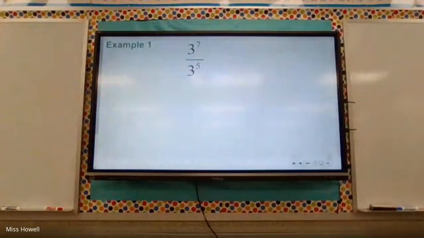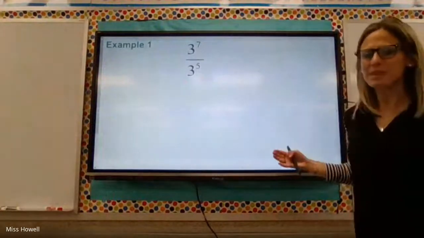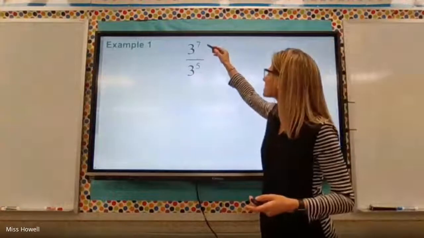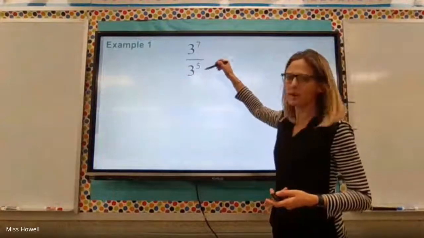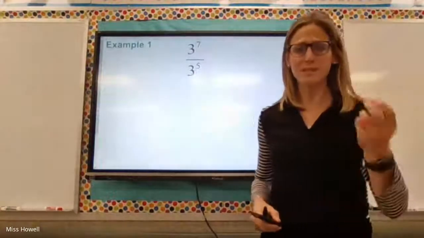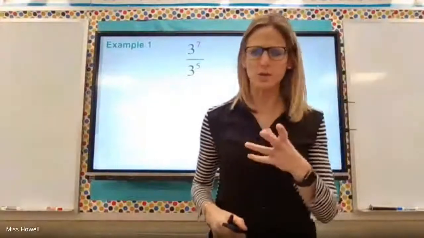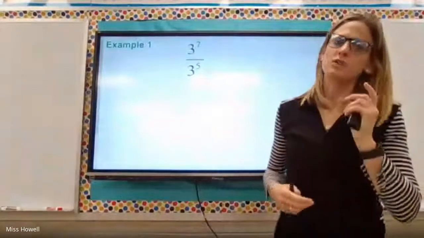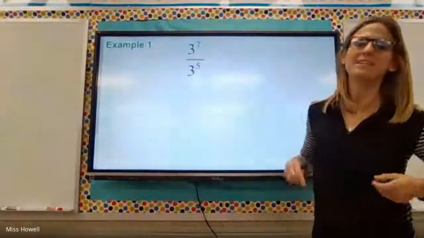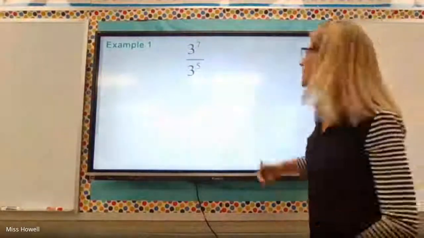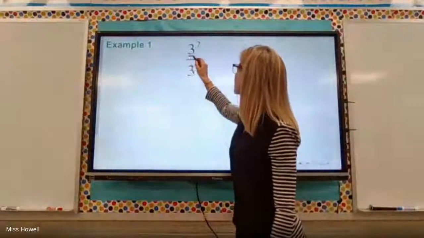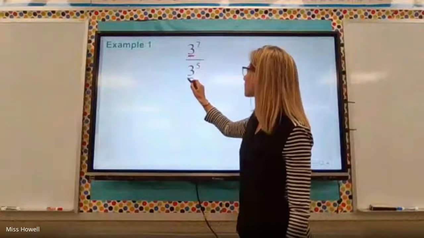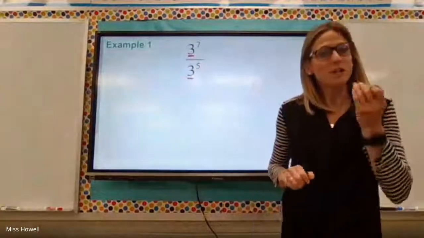Number one, we have 3 to the 7th over 3 to the 5th. Again, if I just type this in my calculator, 3 caret 7, divide, 3 caret 5, it is going to give me the approximate decimal value of what all that's going to be. We don't want that. We want the final simplified version. So make sure you're using your rules and not just typing these into your calculator. All right, so 3 to the 7th, we have 3 on the top as our base, 3 on the bottom as our base. And it's a quotient.